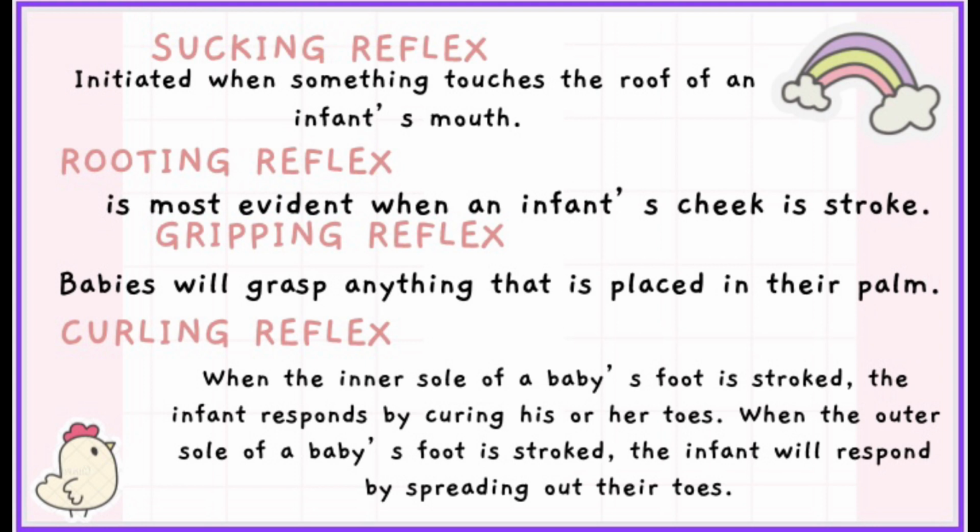Babies will grasp anything that is placed in their palm. The strength of this grip is strong, and most babies can support their entire weight in their grip. Curling reflex. When the inner sole of a baby's foot is stroked, the infant responds by curling his or her toes. When the outer sole of a baby's foot is stroked, the infant will respond by spreading out their toes.